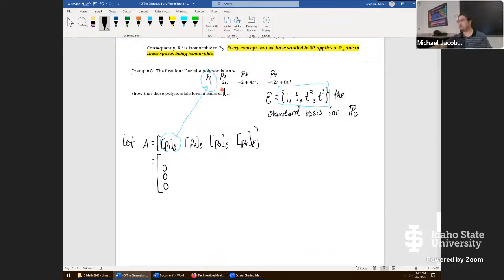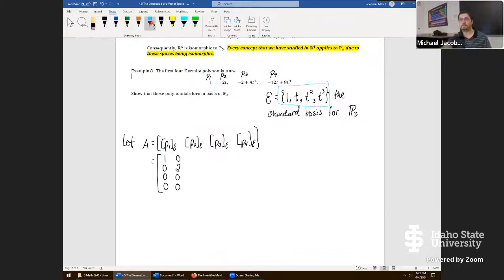Same issue on this one. If you have a 2t, you have to put a 0 here to start. You have to multiply this one by 2, so 2 goes in. And because it's simply 2t, you have to wipe out these other two, so 0, 0.